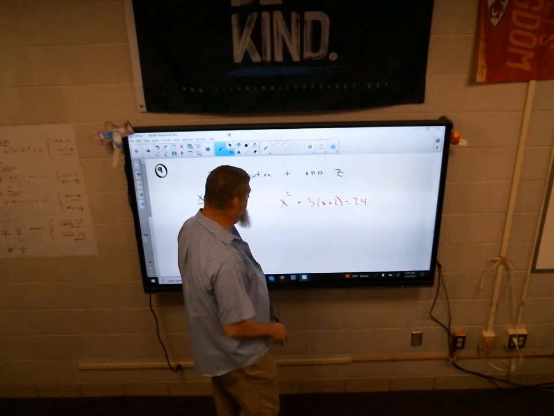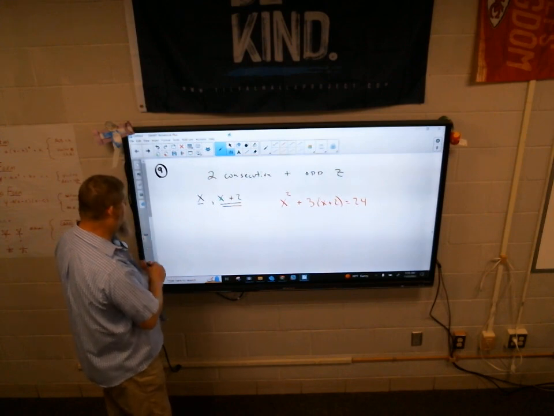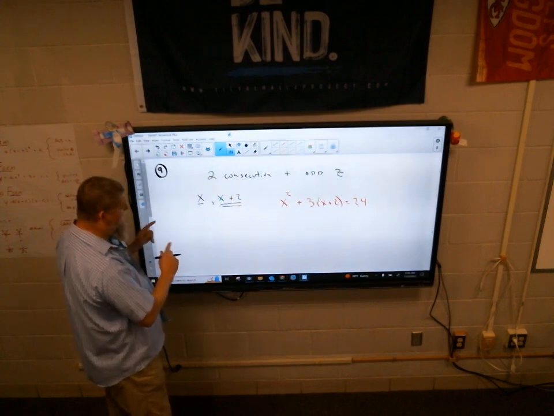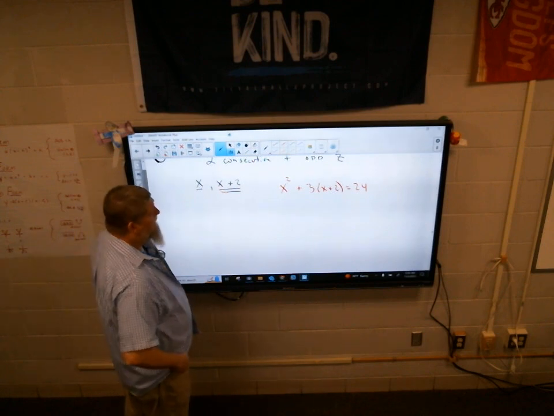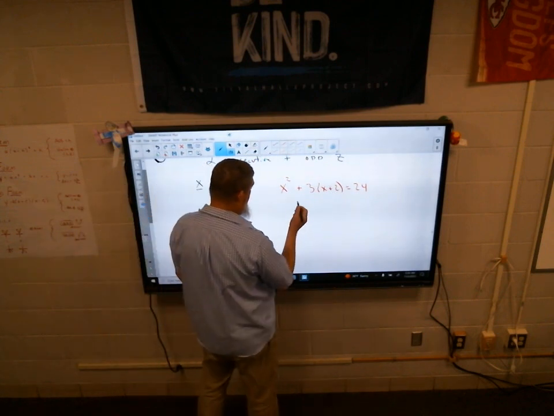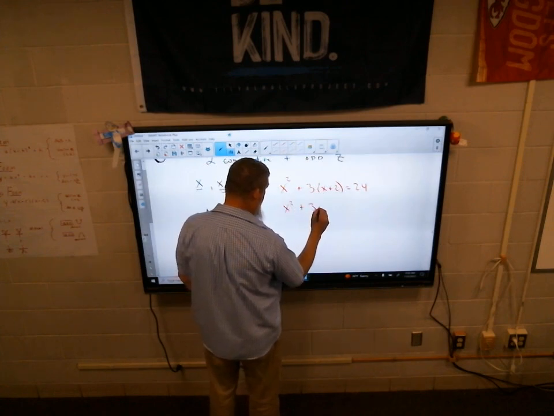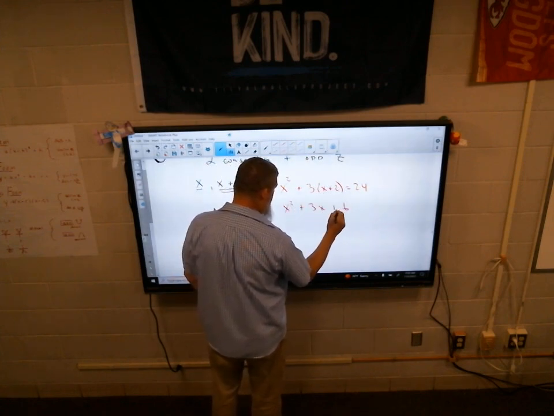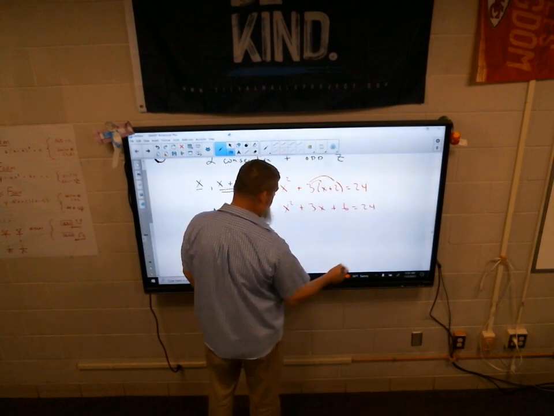Now some of you like to use brute force and just start plugging in numbers. You can try 1 and 3, then you can try 3 and 5, then 5 and 7, then 7 and 9, and see which one works. Here's an algebraic way to solve and get the answer. Once again, it's a quadratic. I have x squared plus 3x plus 6. Don't forget to distribute that 3. Equals 24.